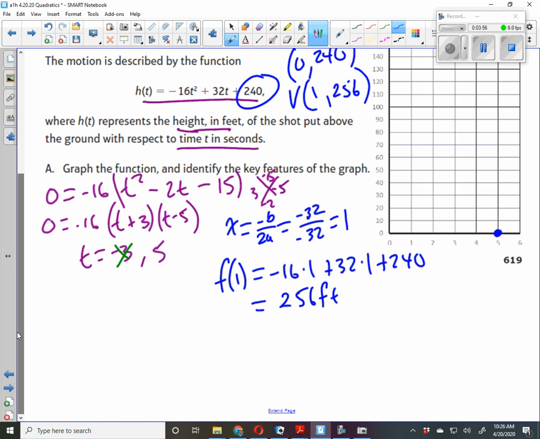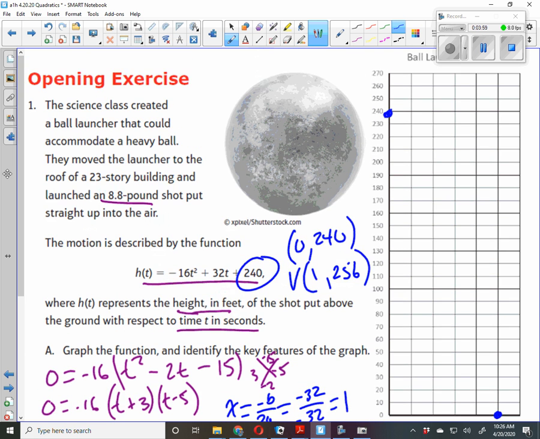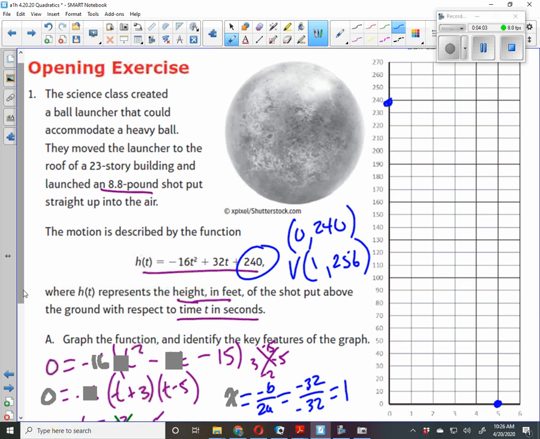256. So now I know that when x is 1, where's the 1? We're at 256 right here. This is symmetrical. That gives us 4 points, and should be enough to sketch our graph. All right, it looks something like that.